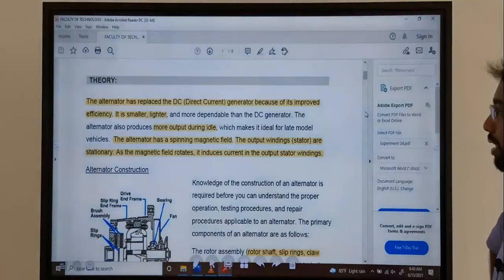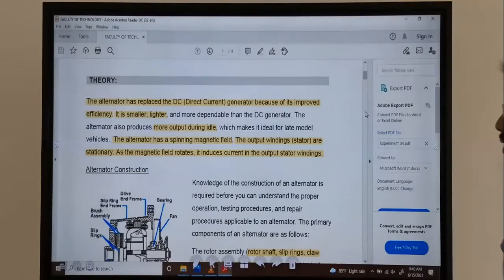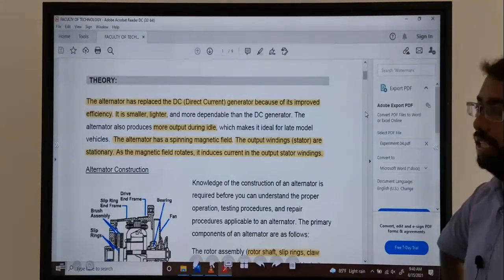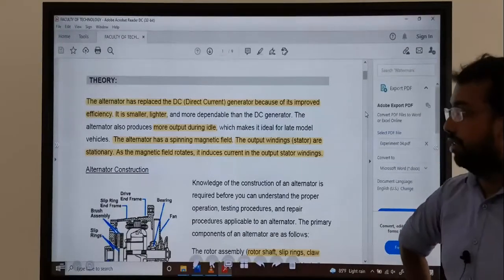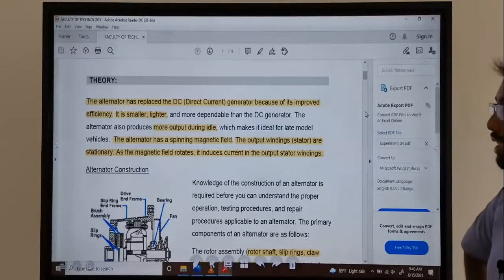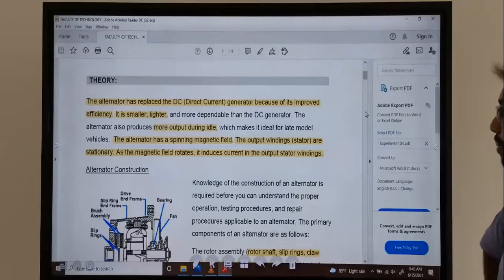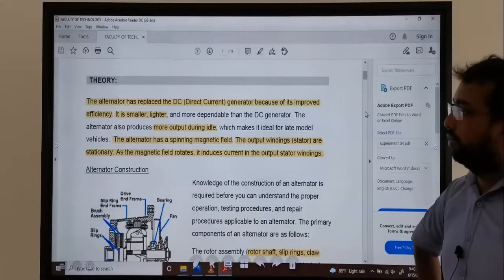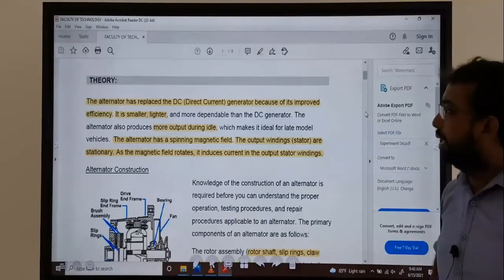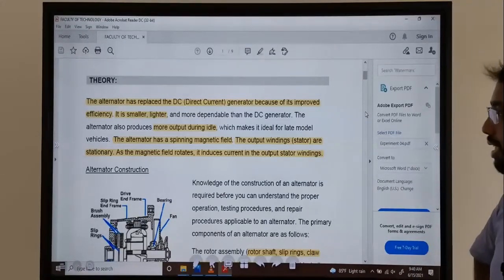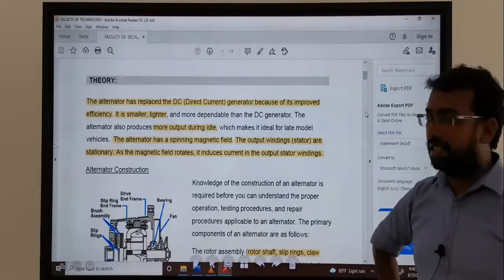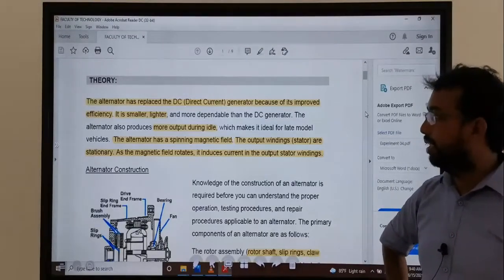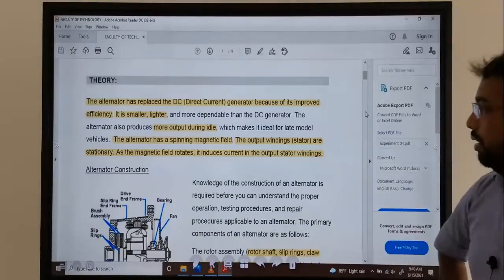In the old times, the DC generator was used instead of the alternator. Nowadays we call it an alternator because of its benefits. It improves efficiency compared to the generator, and it is much smaller and lighter compared with the old generator.